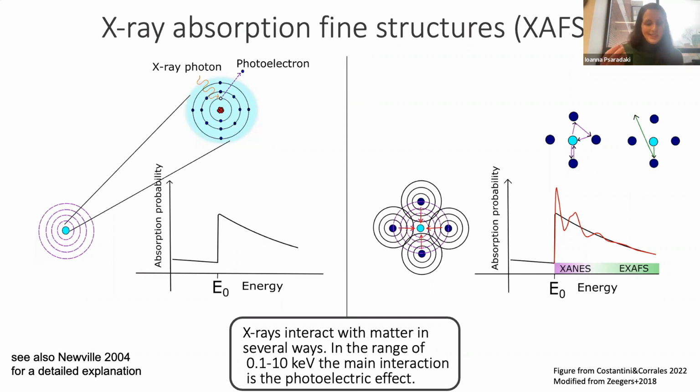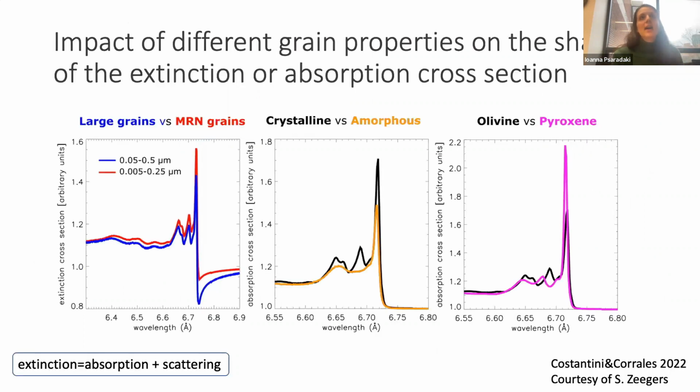It shows what the dust properties are, the structural dust properties, and these are called X-ray absorption fine structures, and that's what we want to study. So X-ray absorption fine structures give us information about the chemistry of interstellar dust, the crystallinity, and also the size. This is an example here that illustrates what I just said.